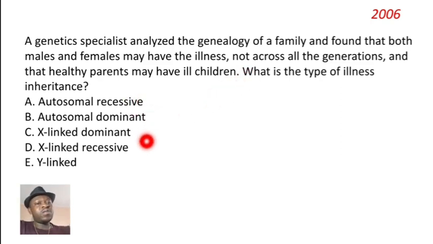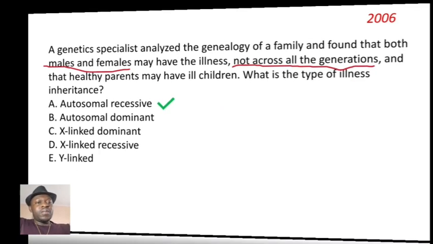As I just said, both males and females are affected. So from C to E, these answers are wrong. Dominant is associated with all the generations, everyone in the family. But recessive is when some of the children are healthy and some are ill, right? Okay.